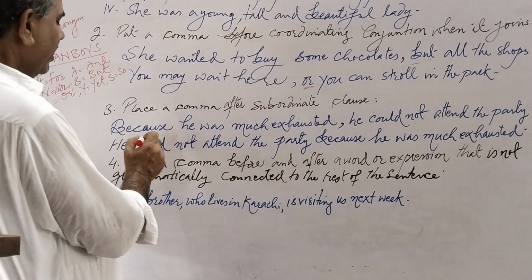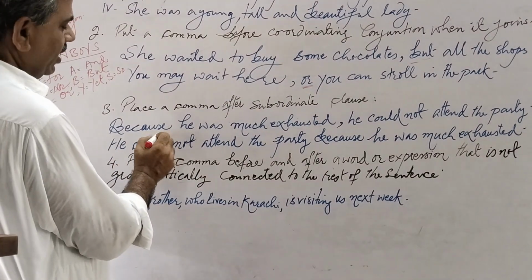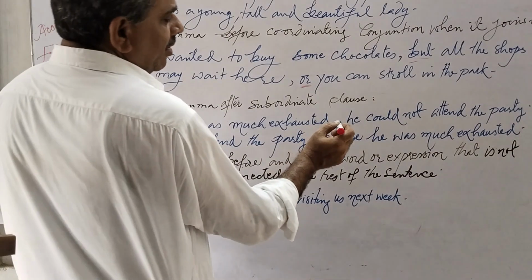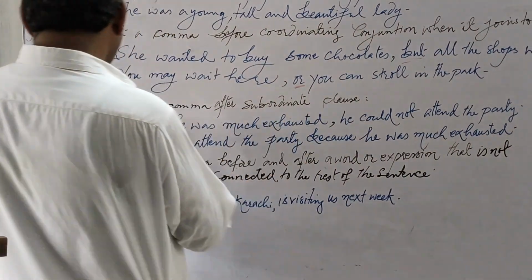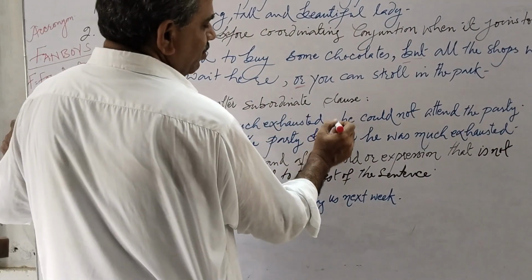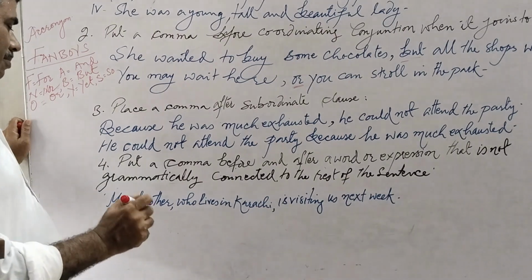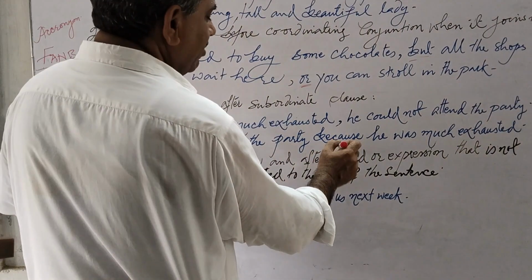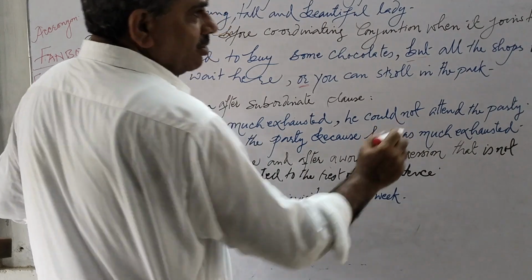If in a subordinate clause we have a conjunction used at the beginning of the sentence, then when the subordinate clause ends, we have to put a comma here. But when we have a subordinate conjunction in the middle of the sentence, we don't have to use any comma here.